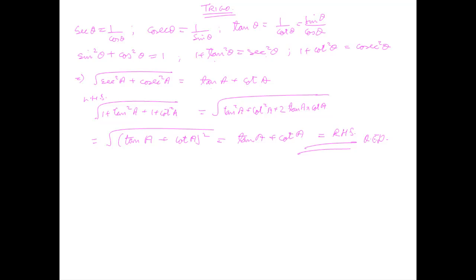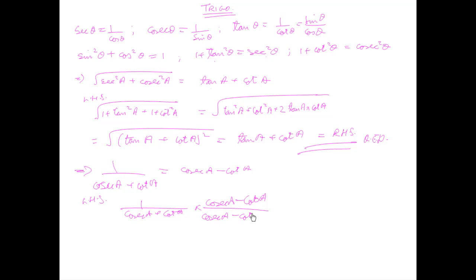Let's see, for example, a sum like this. 1 upon cosec A plus cot of A is equal to cosec A minus cot of A. Now children, here we can simplify the left hand side. Again, we're taking the left hand side, so let's rationalize it. So cosec of A plus cot of A, that gives us rationalize, so cosec A minus cot A, multiplying over the same term.